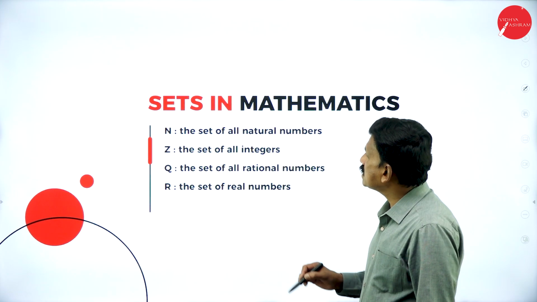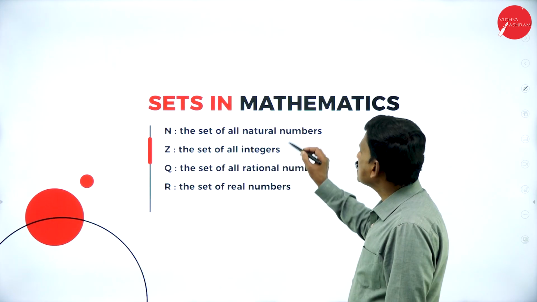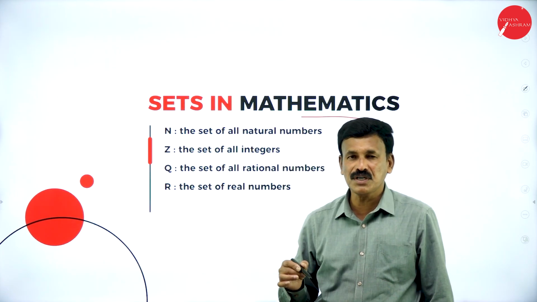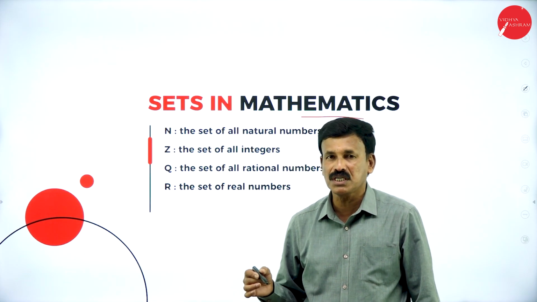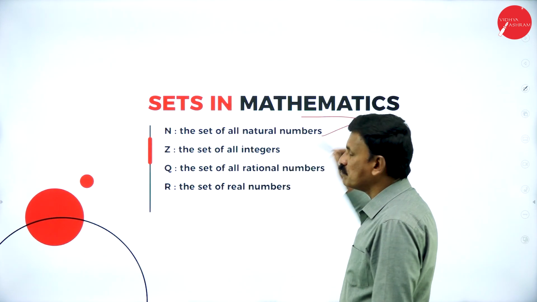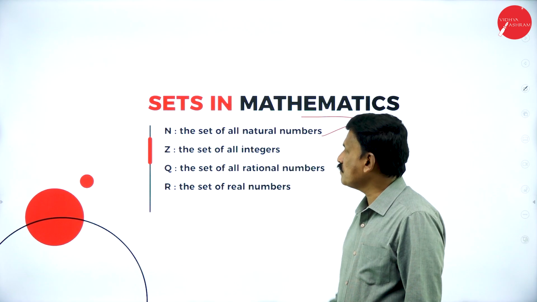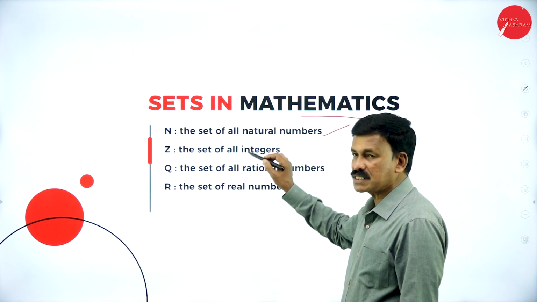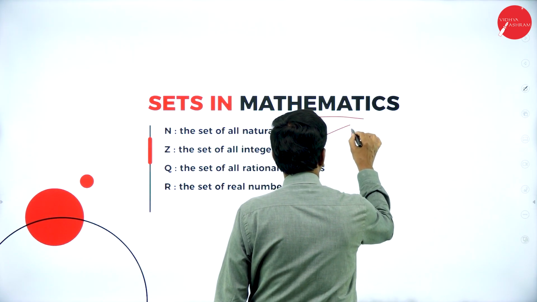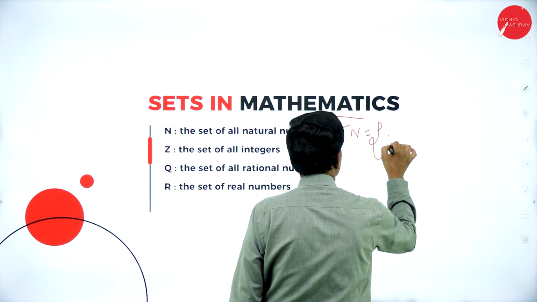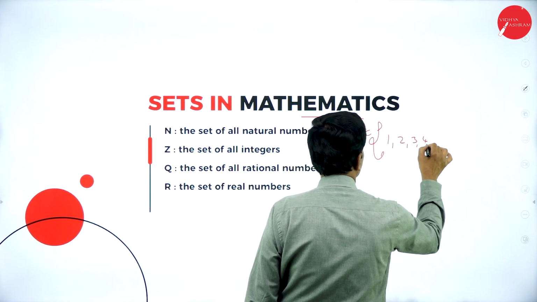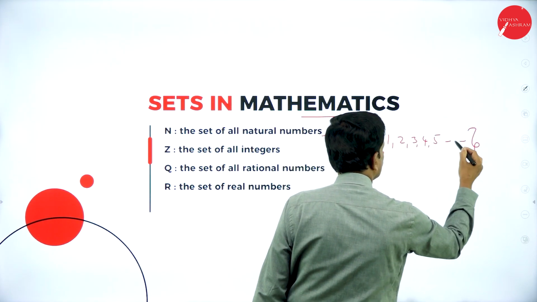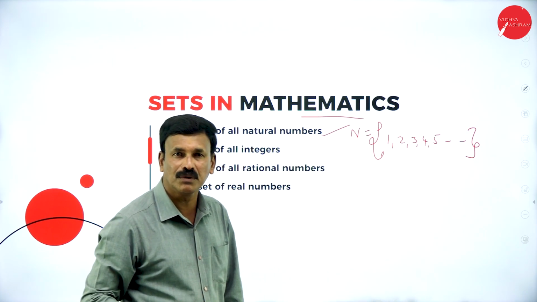Now, the important sets in mathematics. The set of natural numbers is denoted as N, which contains all the counting numbers. So N contains 1, 2, 3, 4, 5, etc. This is called the set of natural numbers.